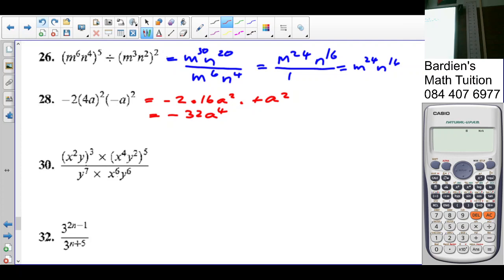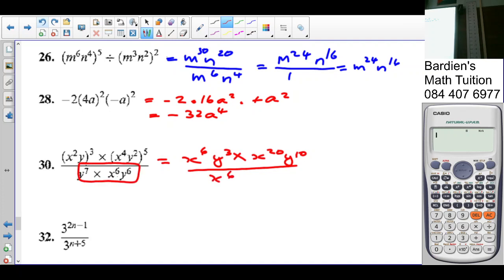Okay. Next, exponent first. So it will be x, 2 times 3 is y cubed times x, 20, y over. I can multiply this here, not so? So it's going to be x^6, y^10. Remember, when you're multiplying, it's basically the same: add exponents.